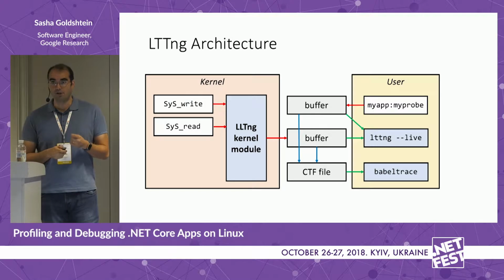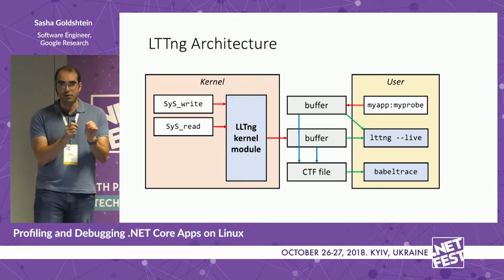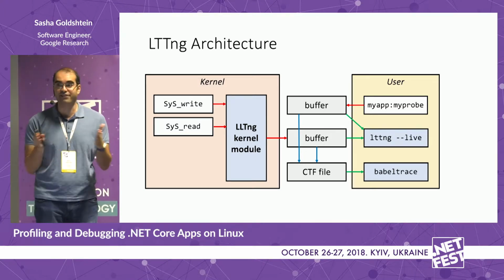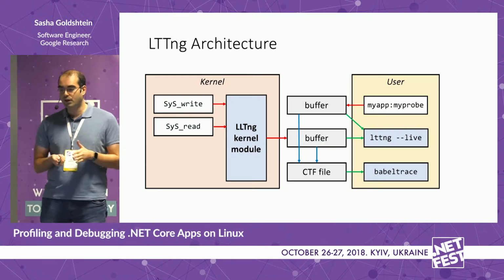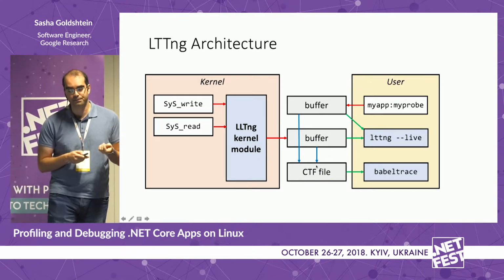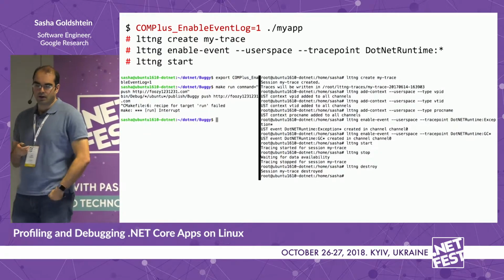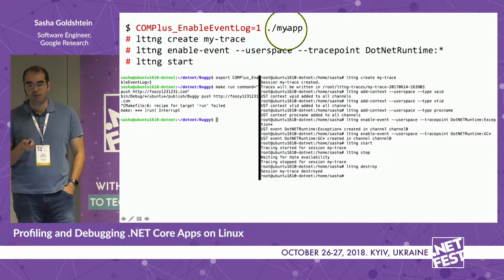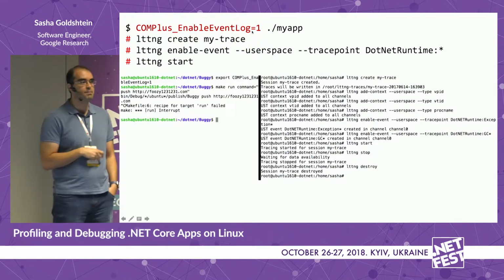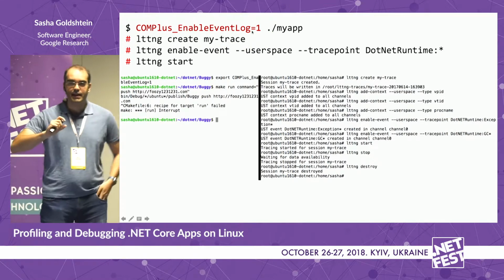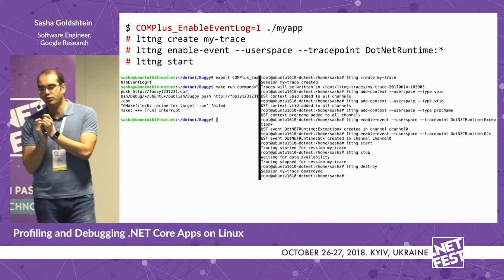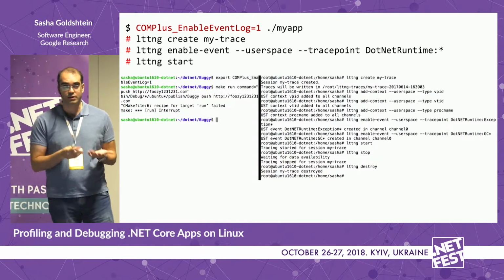Anyway, LTTng is integrated with .NET Core in such a way that .NET has a bunch of events it can write out to the same buffer and file that LTTng uses. And here's how you do that. You have to run the .NET application with yet another environment variable called COMPlus_EnableEventLog. This enables LTTng in the .NET application. If you don't do that, you will not get any logs written at all.